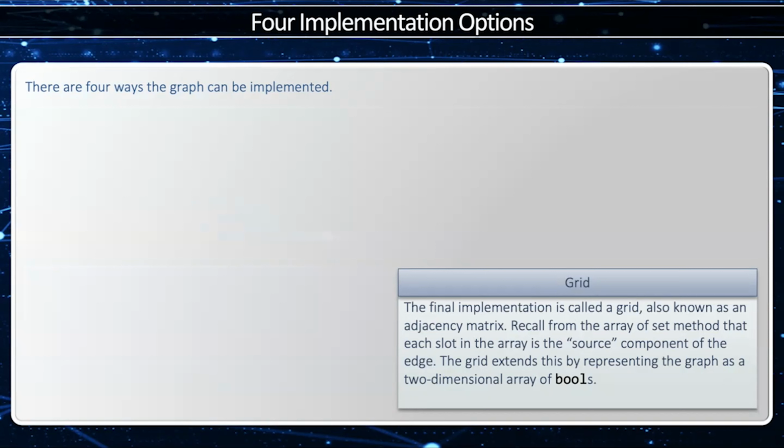This video will demonstrate the grid implementation, where we have a two-dimensional array of Booleans. The horizontal axis is the source, the vertical axis is the sink. If a true exists in that source sink location, then an edge exists. The UML class diagram for the graph looks as follows.